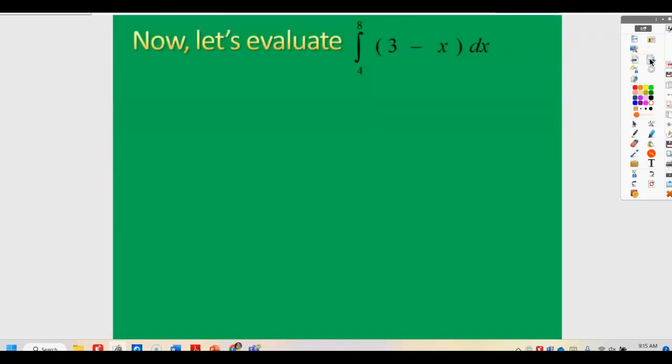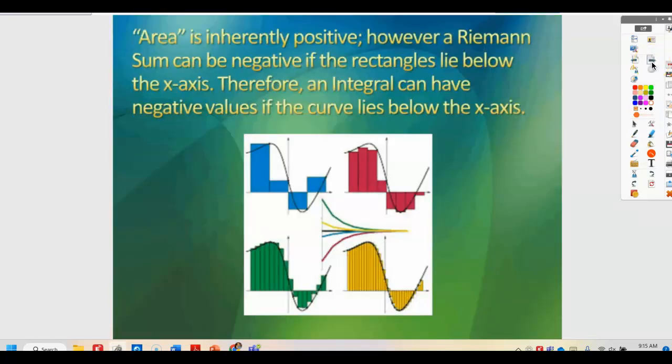All right, let's evaluate. Oops, we just did that. How does it work? That leads into what I was just telling you. Area is innately positive. However, integrals can be above or below. If an integral is below, then that area is to be considered negative.